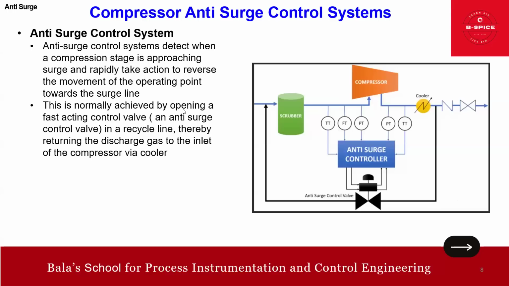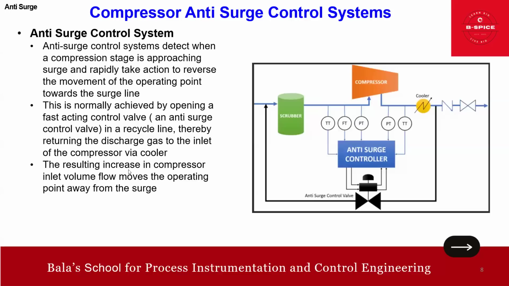So this is normally achieved by opening the fast-acting valve, that is the anti-surge valve in the recycle line, thereby returning the discharge gas to the inlet of the compressor via the cooler. So the resulting increase in compressor inlet volume flow moves the operating point away from the surge. That's it.